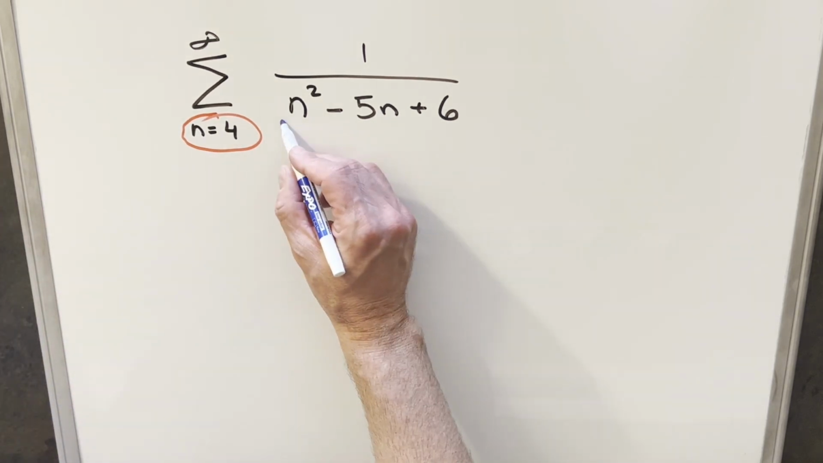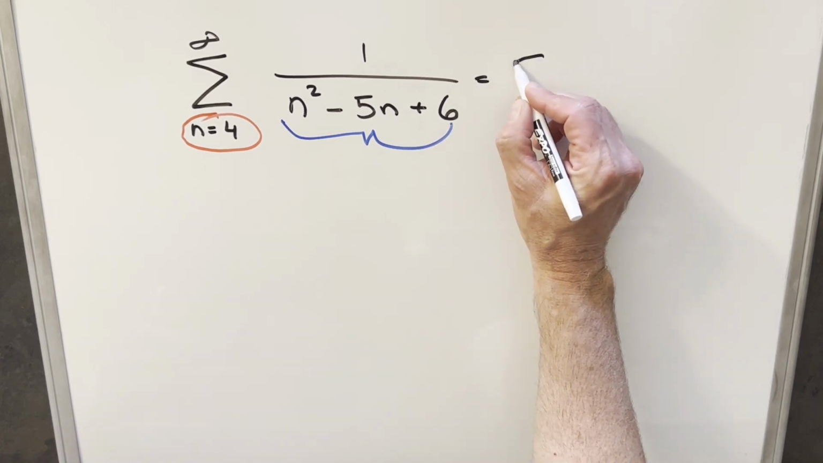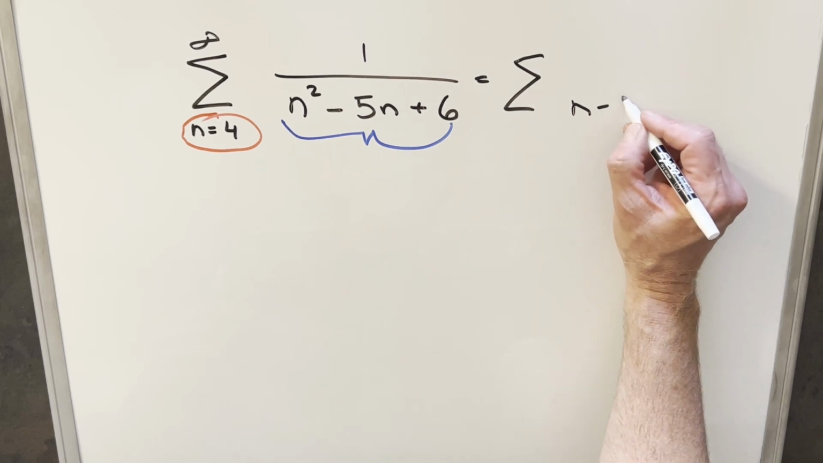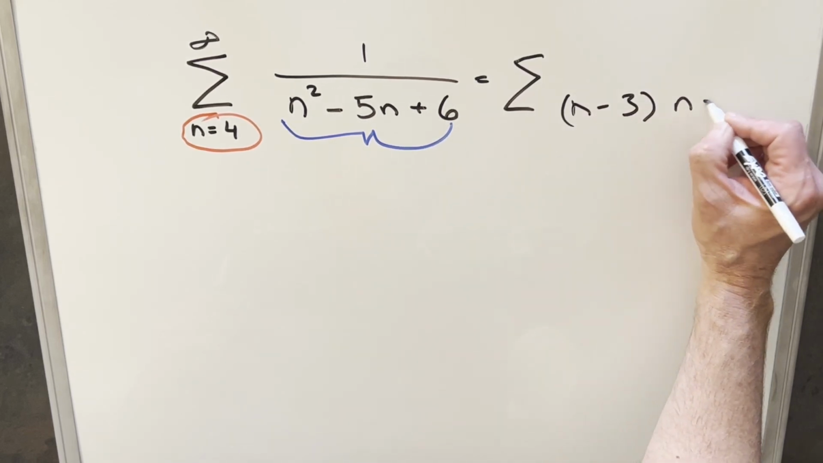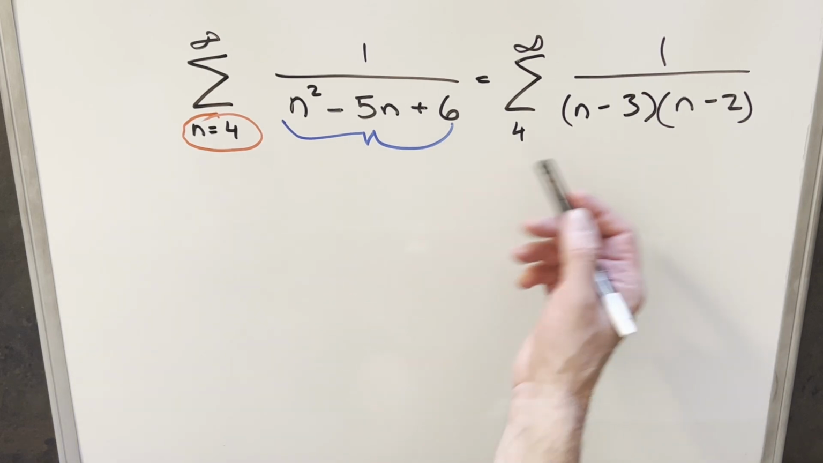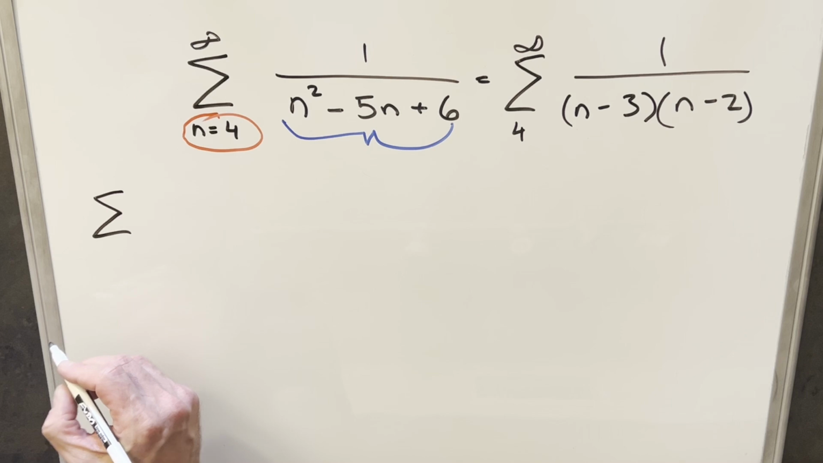Now, to get started with this, I just want to notice that this whole thing is factorable. So let's rewrite this. I can factor this as n minus 3 times n minus 2. And now from here, I want to try to break this up. What we could do is partial fractions. We could use the cover-up method, but I kind of like to avoid it if I can.